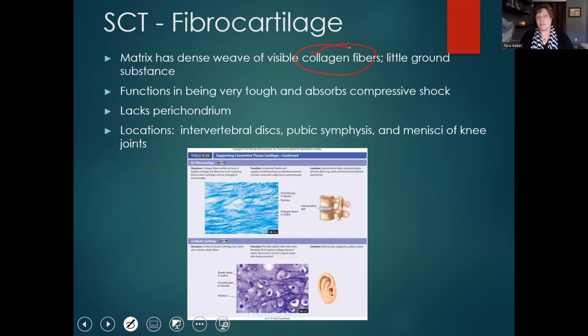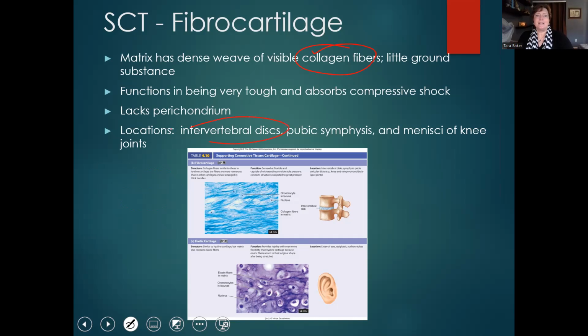The last type of cartilage is fibrocartilage, and fibrocartilage has visible collagen fibers. So hyaline cartilage had invisible collagen, and now we're going to see in fibrocartilage visible collagen. So the collagen fibers are thicker in this case. This is really tough, absorbs compressive shock. We're going to see this in places where we have a lot of pressure.